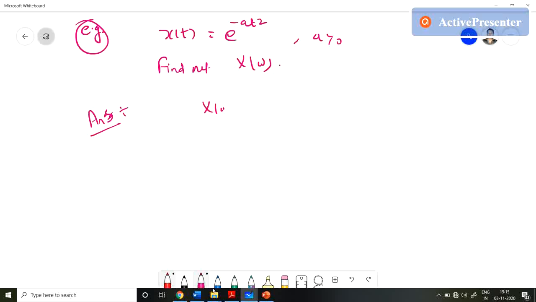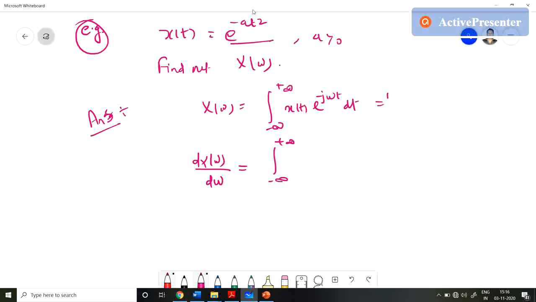So X(omega) is equal to the integral from minus infinity to plus infinity of x(t) e raised to the power minus j omega t dt. This is the definition of Fourier transform. So if we differentiate with respect to omega, then dX(omega) divided by d omega is equal to the integral from minus infinity to plus infinity of e raised to the power minus a t square times e raised to the power minus j omega t dt.